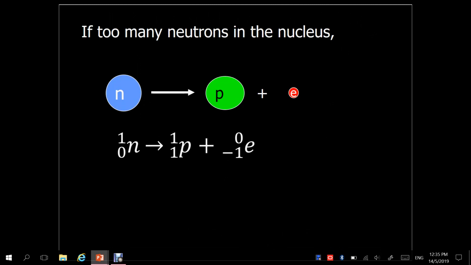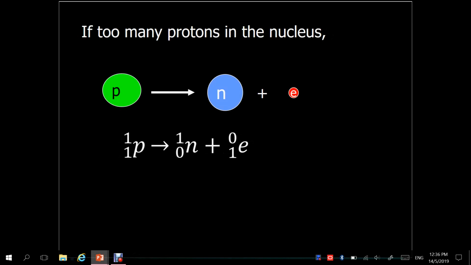For nuclei that have too many neutrons, what will happen is that a neutron will be converted into a proton. If you look at the mass, no problem, it is conserved. However, a neutron is neutral, a proton is positive, so charge is not conserved. So there must be another particle that has a mass of 0 and a charge of -1, so that the total charge is 0 after the reaction. So there must be an electron that is emitted at the same time. So inside the nucleus, it's possible that an electron is emitted because what happened here is that a neutron is converted to a proton.